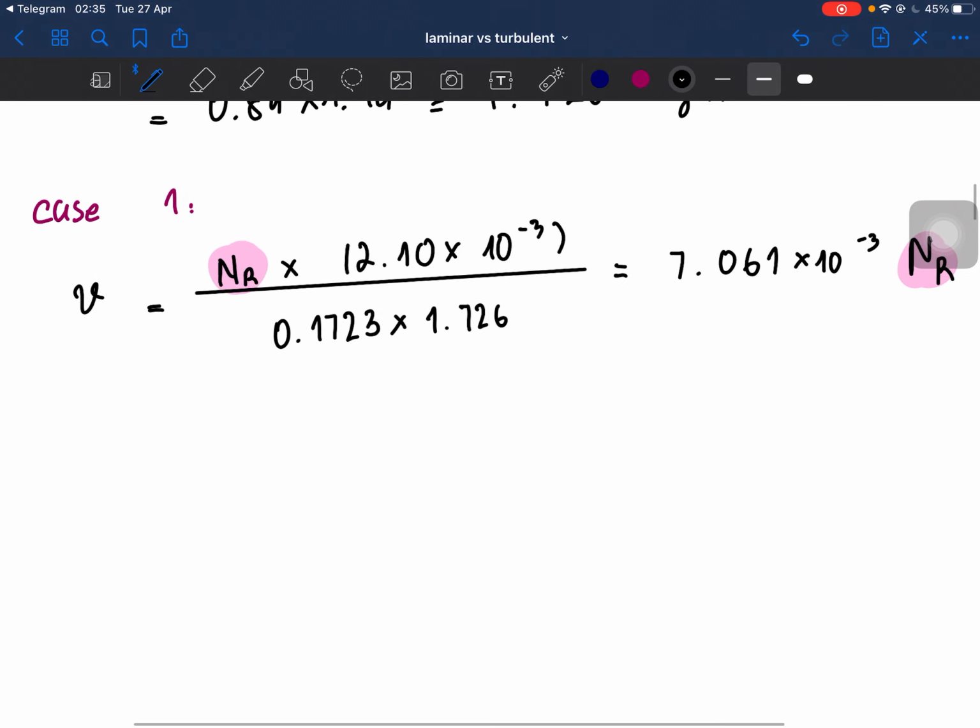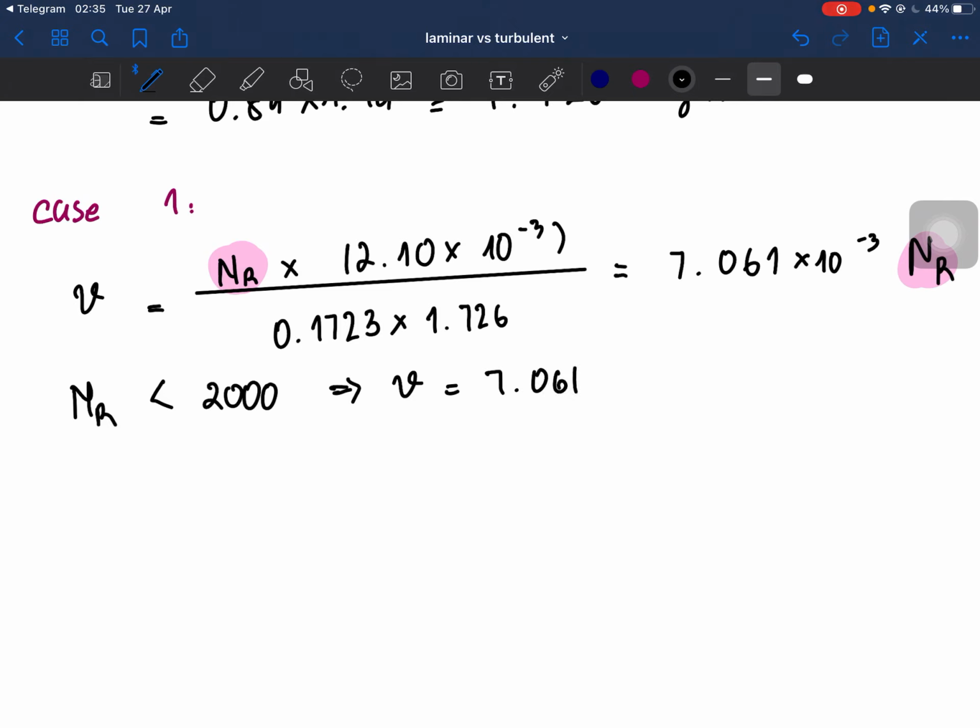So in case 1, we have NR less than 2,000. So velocity here is 7.061 times 10 to the power of minus 3 times 2,000, and it gets 14.122. We consider this as 14 feet per second.